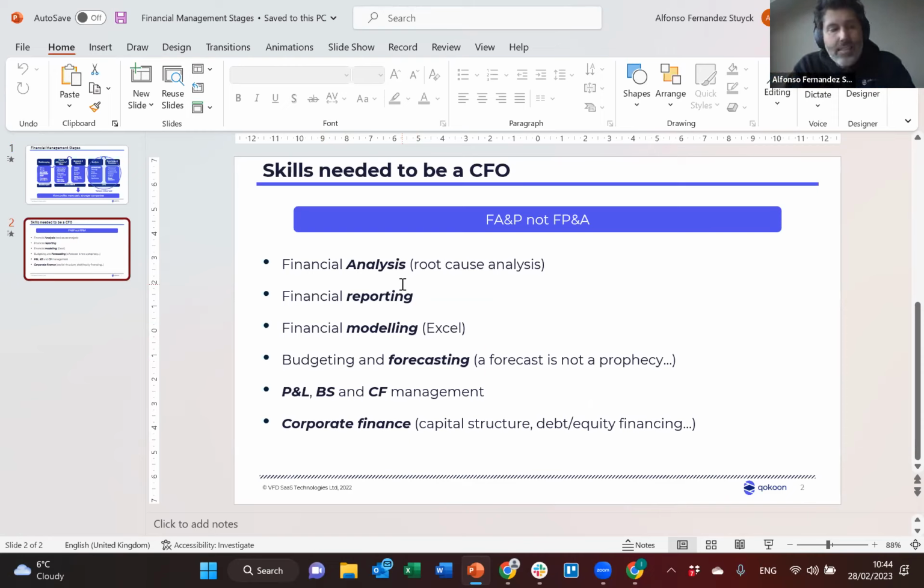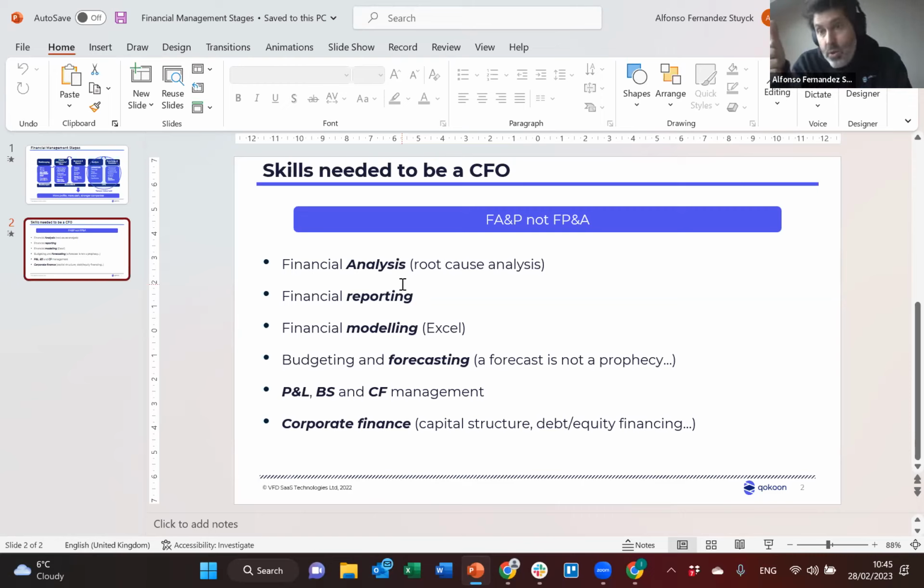I tend to say the balance sheet is like the carpet at home: all the dirt goes under the carpet, all the dirt goes on the balance sheet. So, financial analysis and financial reporting. Many accountants or CFOs tell me, when I talk to them about Qokoon, that they do understand what's going on. And I say, okay, that's great.